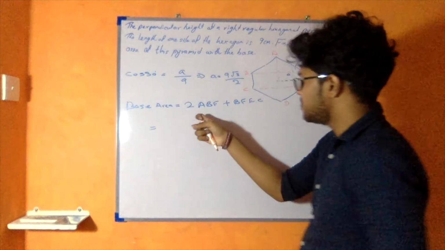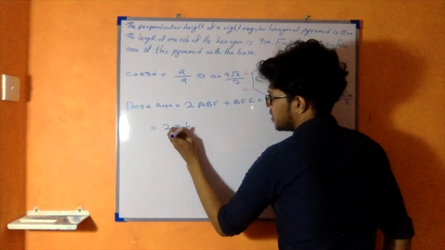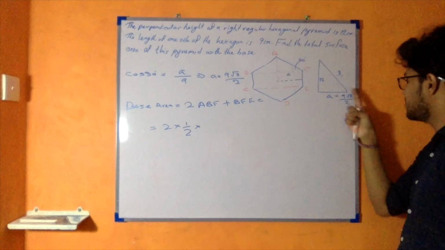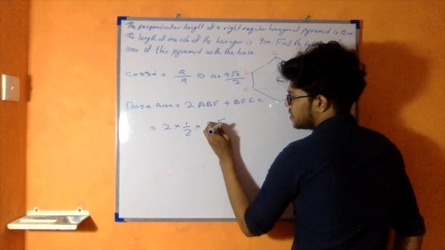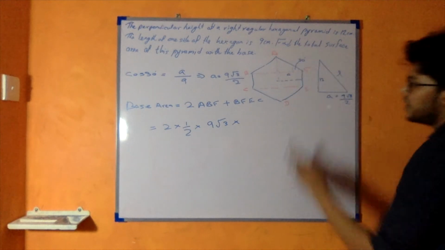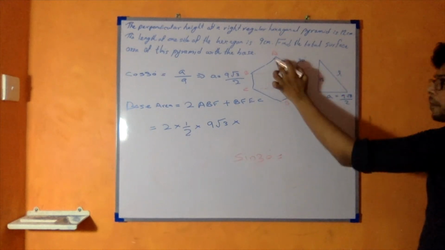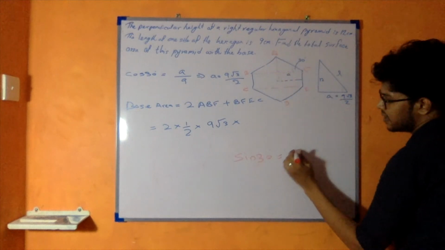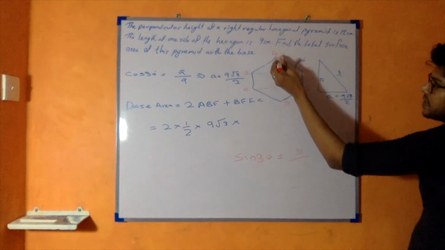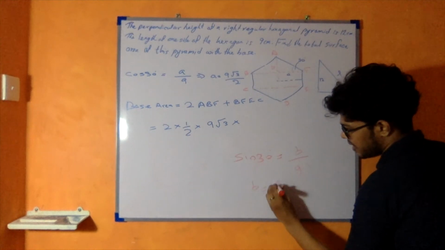How to find the area of the ABF triangle? The ABF triangle area is going to be 2 into half into base. The base is BF, which is twice A, and twice A means 9 root 3, into the perpendicular height. What is the perpendicular height? For that you can use sine 30. Sine 30 is equal to opposite, which is this perpendicular height. Let's write it B. So B over this side, the hypotenuse, which is given as 9. Sine 30 is half, so B is going to be 9 divided by 2.